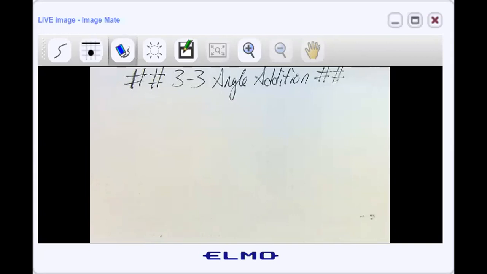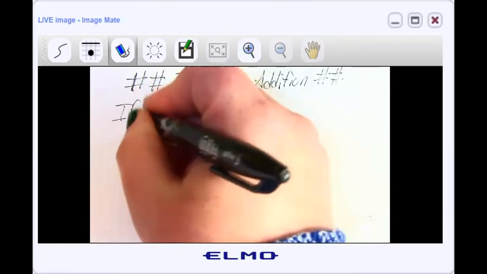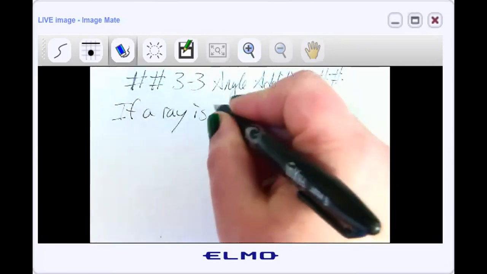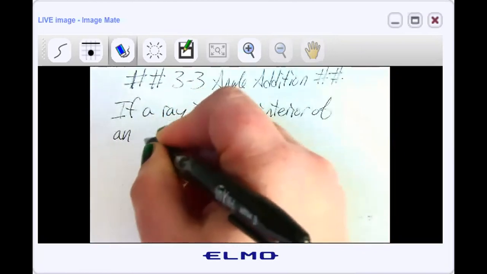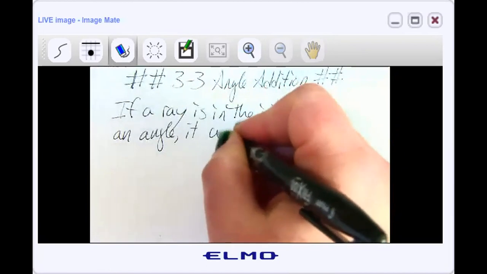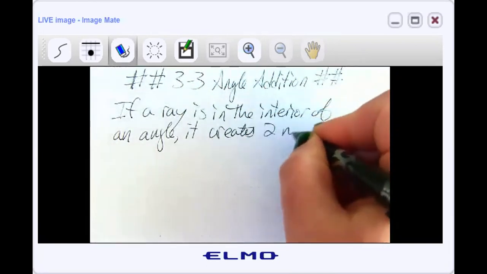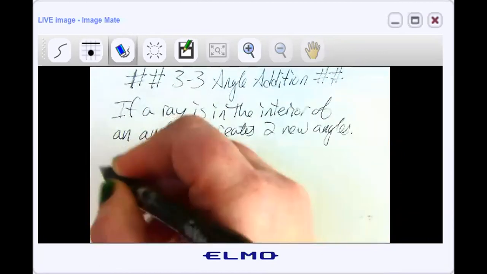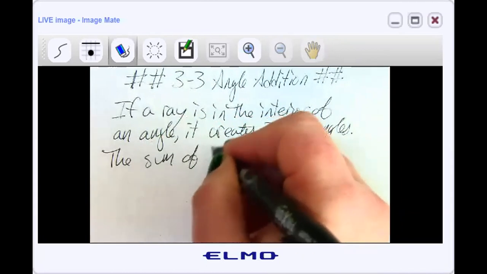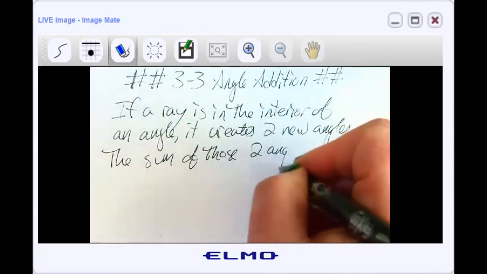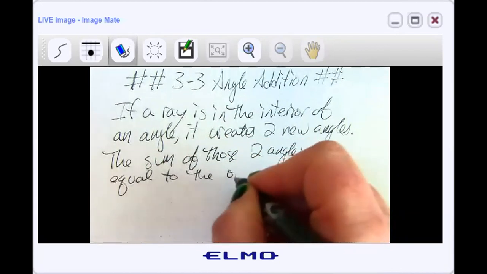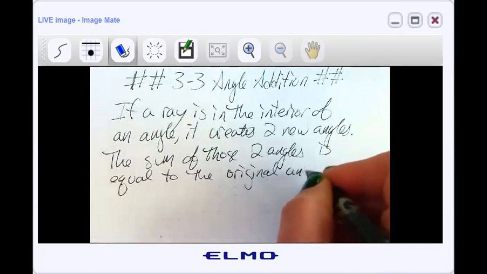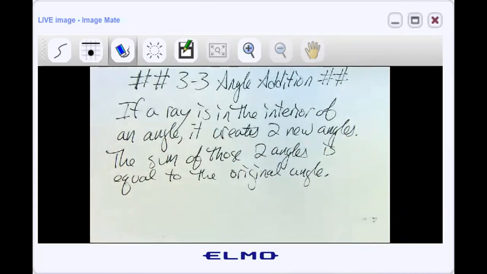So first, let's just put this in fancy math language. We're going to say if a ray is in the interior of an angle, it creates two new angles. The sum of those two angles is equal to the original angle. Okay, let me give you a minute to jot all that down. And then I'm going to show you in a picture exactly what I'm saying here.